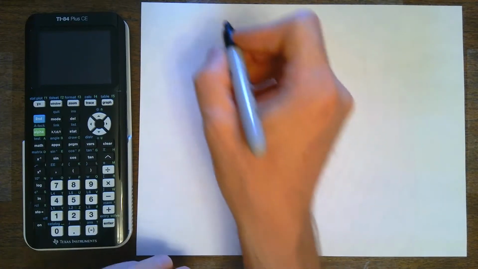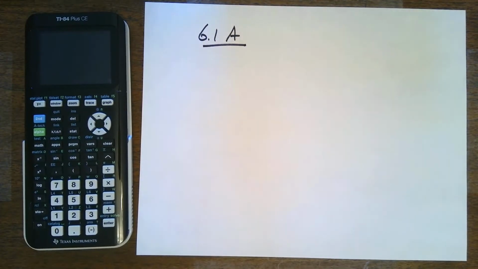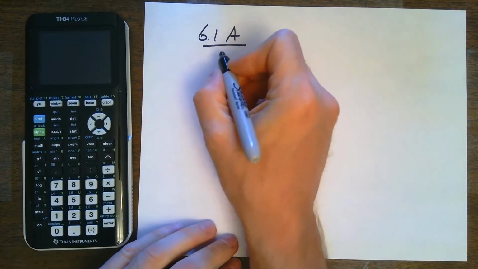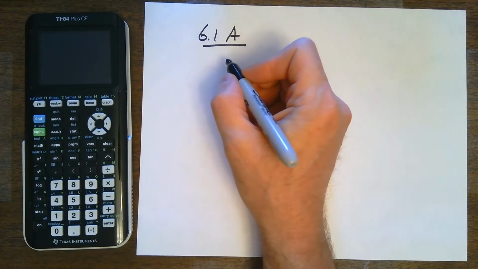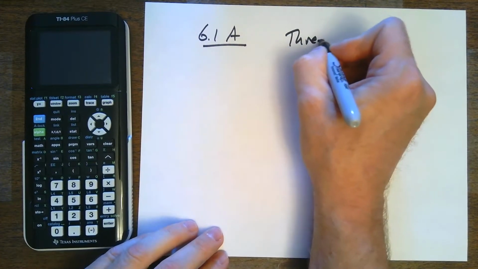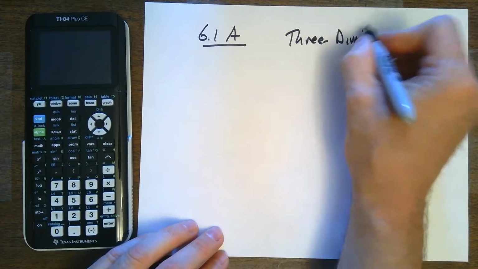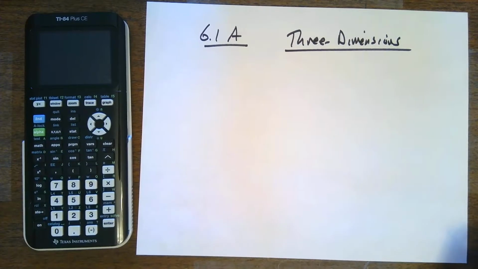So now let's start 6.1a. And at the end of this mini lesson, your assignment will be to do 6.1a on page 374. So we're talking about space, and we're talking about relationships in space. 3 dimensions. It's not as scary as you might think.